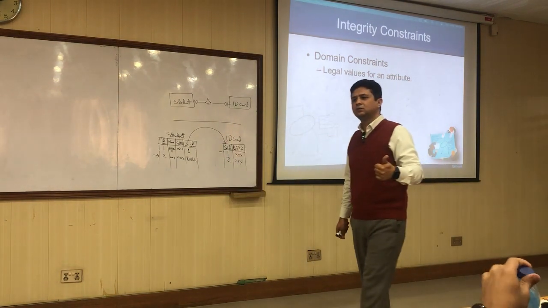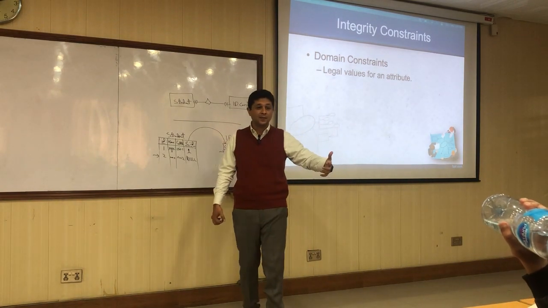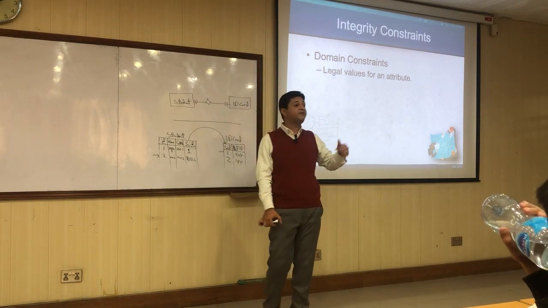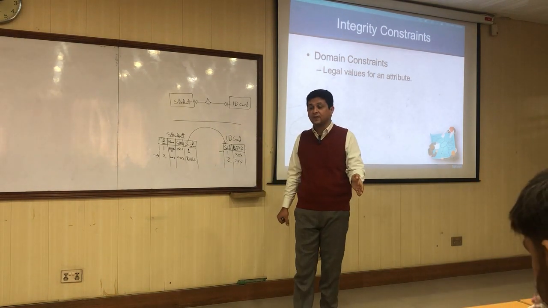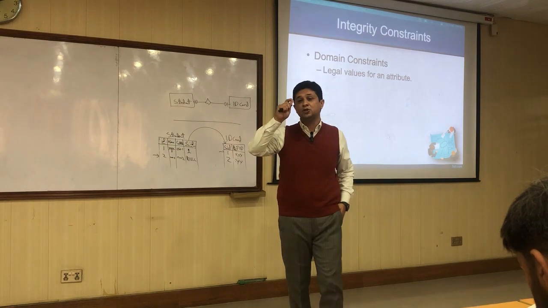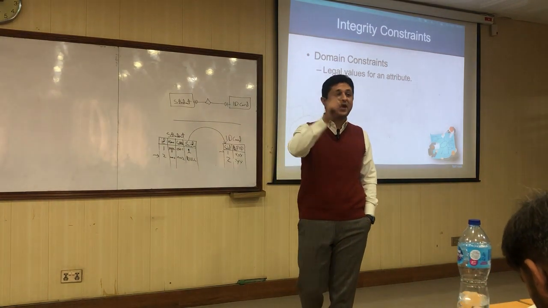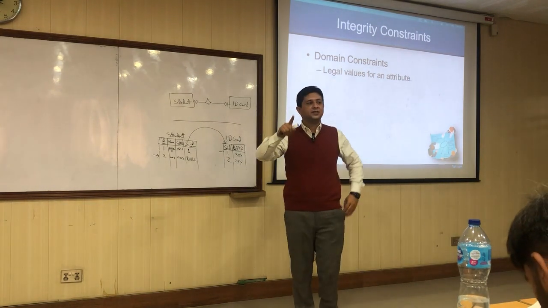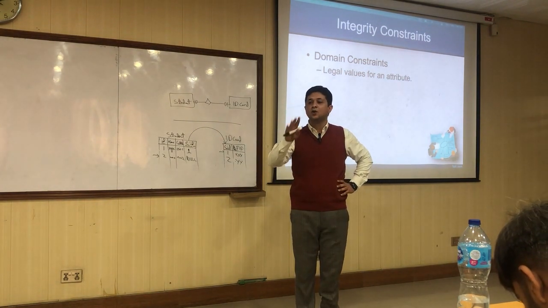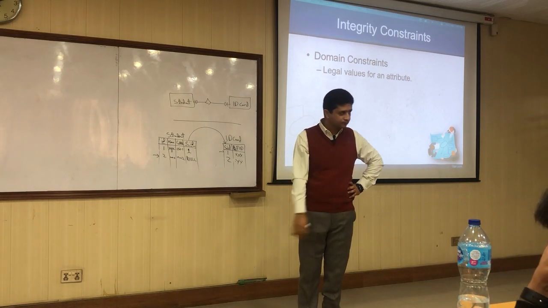If there is a null value, there is no need to match, because null value is a legal value for a foreign key. But if there is no null, if there is a value in the foreign key, and if that value is not matching with a value in the primary key of the parent relation, then the referential integrity would be broken. Okay, so this is referential integrity.